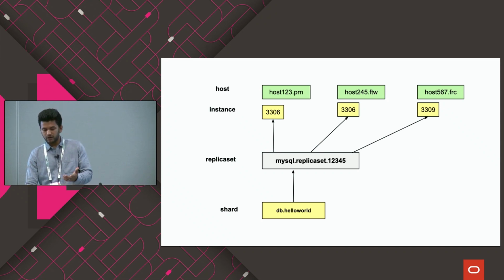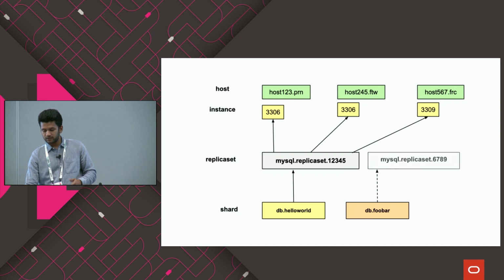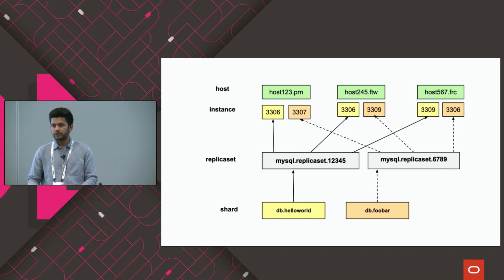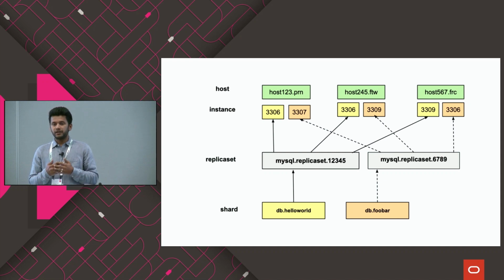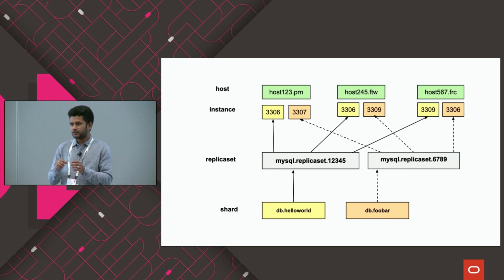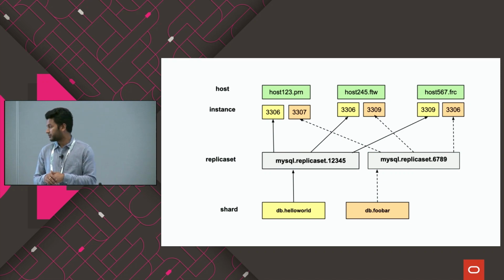The same host, host123.prn, can have another instance which is serving a completely different replica set. So we have db.foobar that's hosted by another replica set 6789, and that has instances co-located in that machine. So all application owners and clients care about are shards, and the rest of the thing is abstracted away from them. Okay.